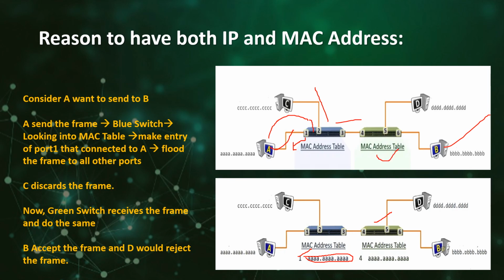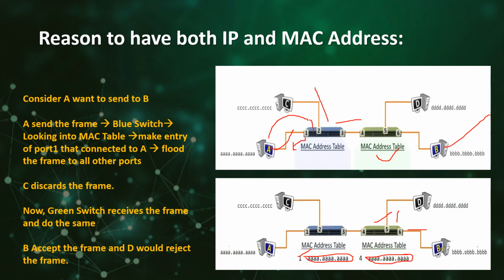Now, what does the green switch do? Again, it floods to all the ports, apart from the port on which it received the frame. Now the green switch received it, where did it receive it? At port 4. So if anybody wants to communicate to A, please reach out to port 4 on the green switch. Okay, this is the main point.